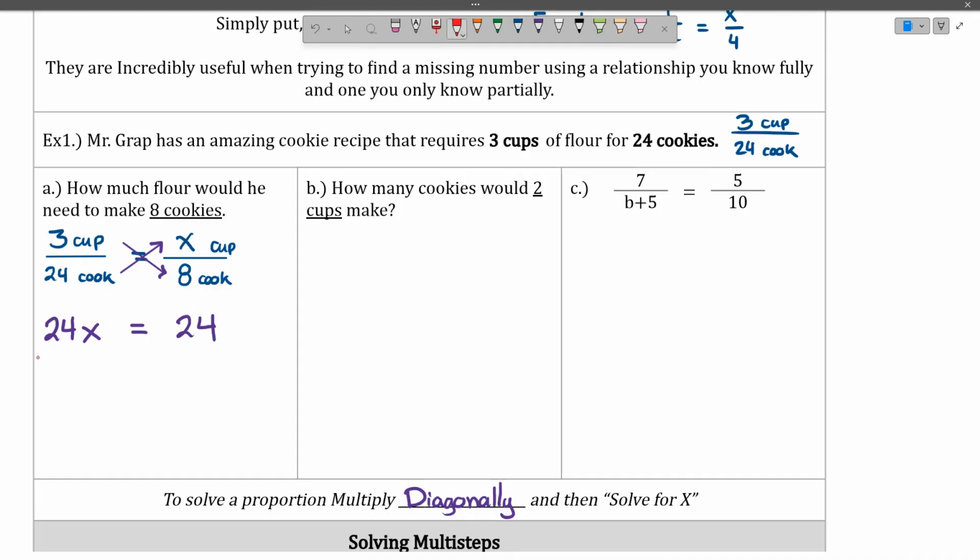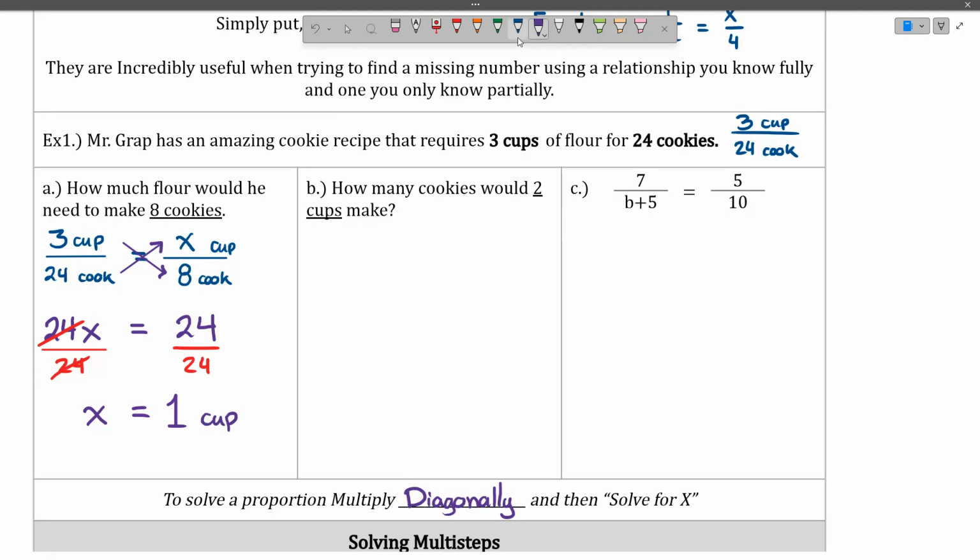I want to undo this 24. This is 24 times, so to undo, we divide. Got to do it to both sides. And just like that, we find out that if I want to make 24 cookies, I need 3 cups. But if I only want to make 8 cookies, I need 24 divided by 24... 1 cup. And that's the power of a proportion. A fraction you know, a fraction you don't, cross multiply, solve to find your answer.